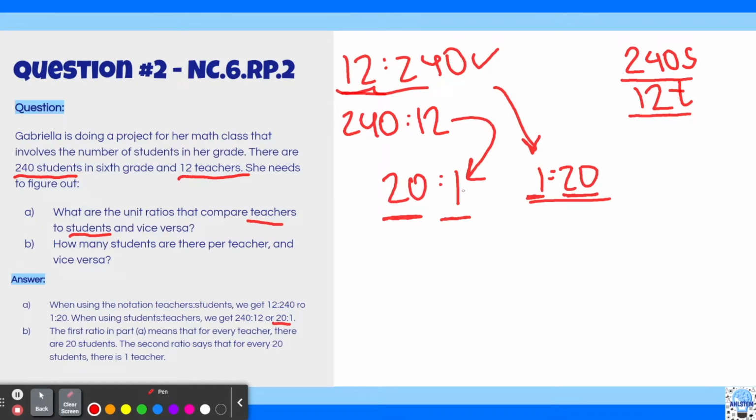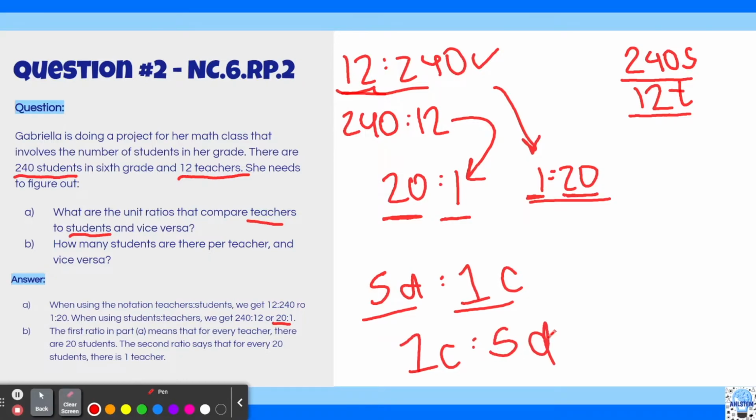So what is the takeaway from this? Essentially, ratios are reversible. So if we have 5 dogs to 1 cat, that means for every 5 dogs, there's 1 cat. That also means for every 1 cat, there are 5 dogs. So no matter how the problem is given, make sure that you read it properly so you give the right answer. Because although 1 to 20 and 20 to 1 could mean the same thing, without your units, they can mean completely different things.